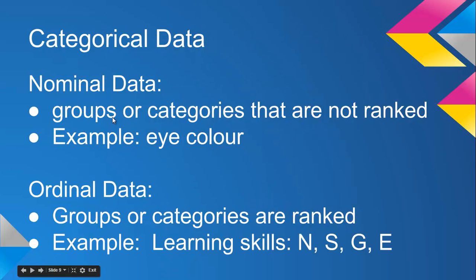Two types of categorical data, and the way we kind of remember what they are is the nominal order: nominal data is no order, and ordinal data is order. So nominal is groups or categories not ranked, so we can't say like one eye color is higher than another. And ordinal data is where groups or categories are ranked, so for example, the provincial learning skills: needs improvement, satisfactory, good, excellent. Notice how in ordinal data we could just change the letters to 1, 2, 3, 4. And there is a ranking system here.